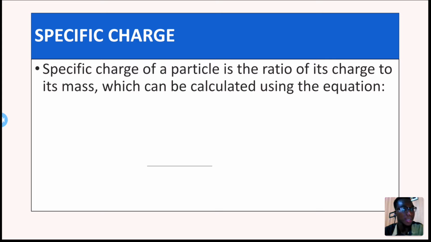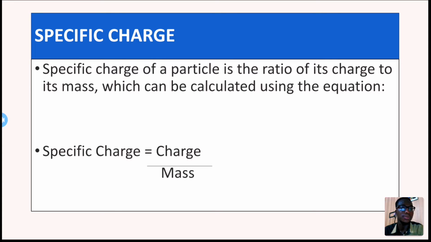Specific charge of a particle is the ratio of its charge to its mass. It's as simple as what you have on your screen. All you have to do is divide the charge by the mass. Once you know what the charge is and what the mass is, you're good to go. Specific charge equals charge divided by the mass.